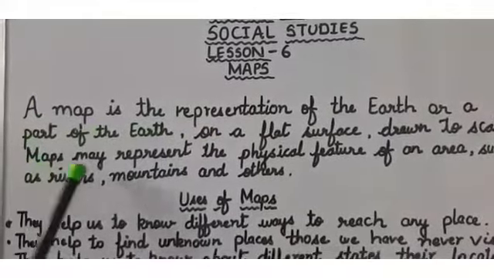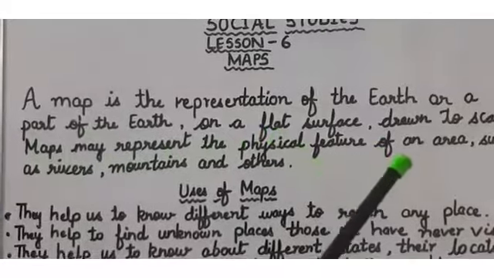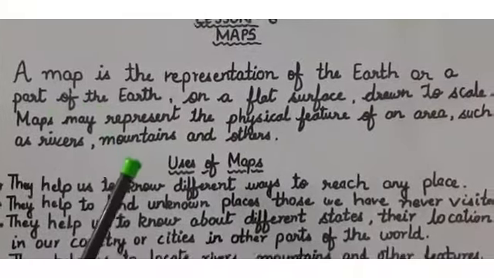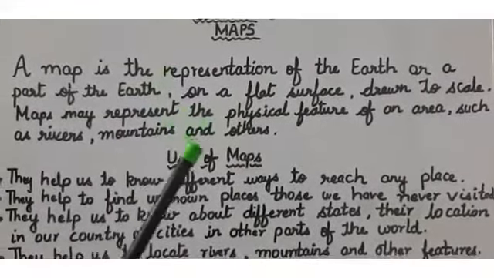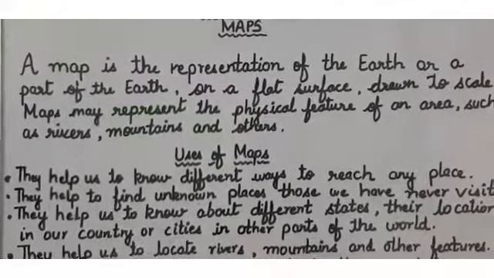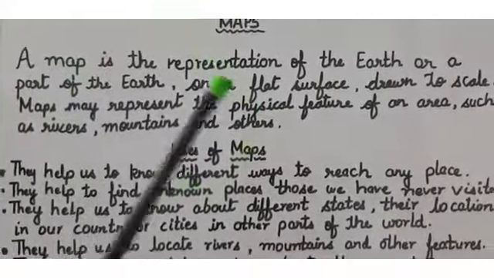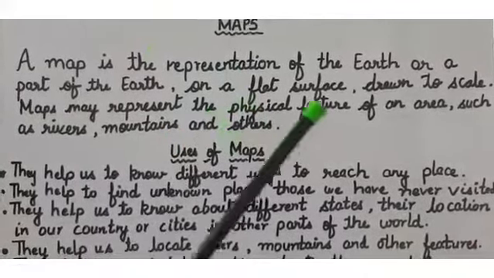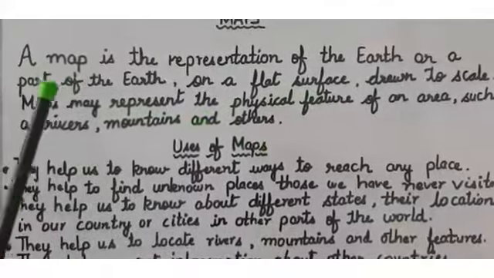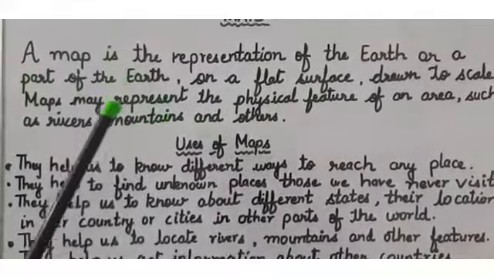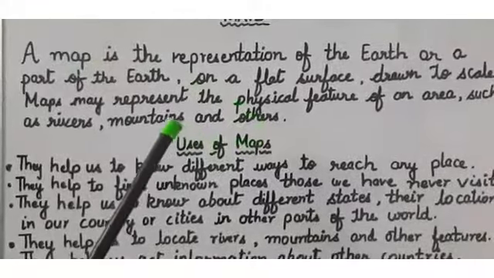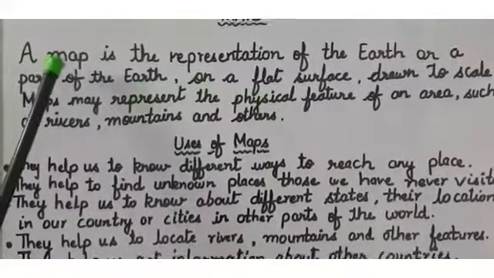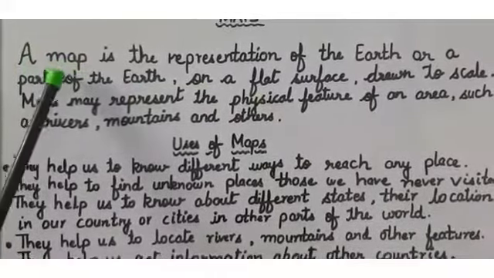Maps may represent the physical features of an area, like rivers and mountains, and others also. A map shows all the natural and human-made features of an area. It can take the help of symbols and diagrams also. It also shows countries, cities, and many other features. You can even represent your neighborhood through a map.